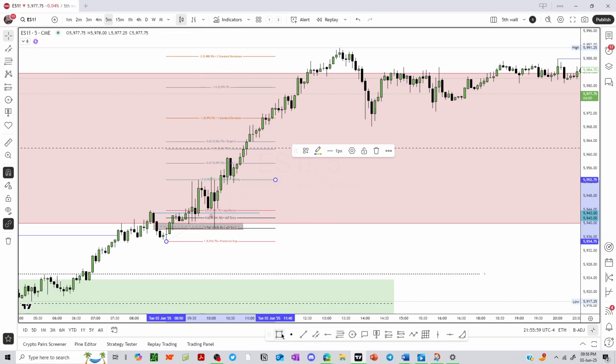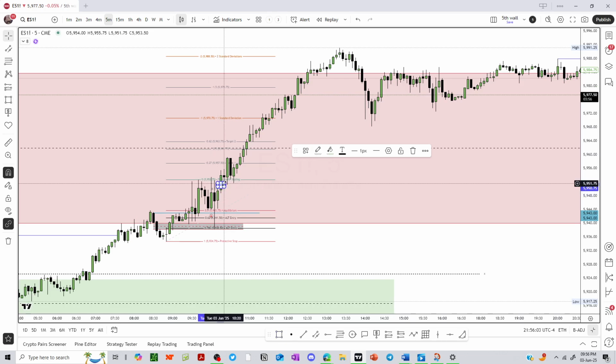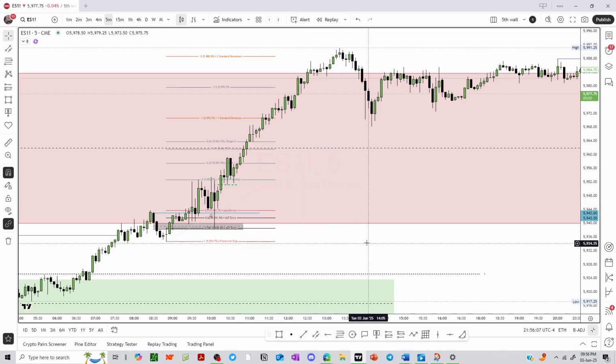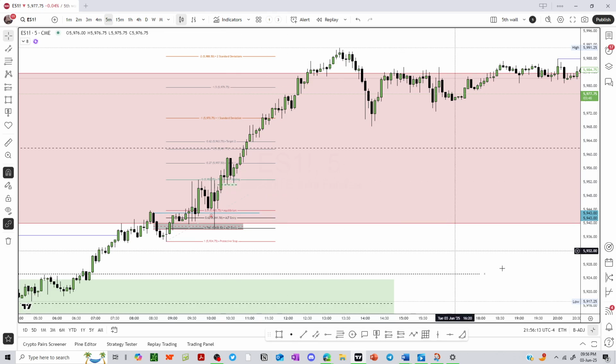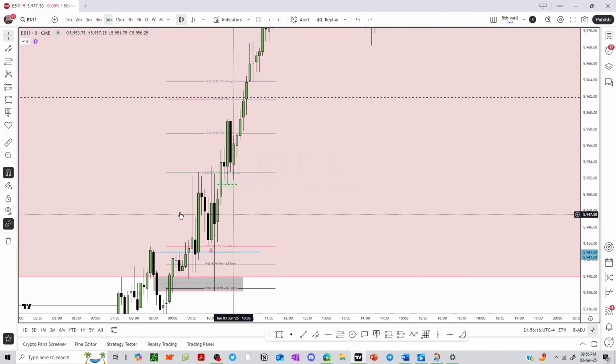Right. So I recently heard ICT say that on institutional order flow, where he said these levels that you choose only work if there's a fair value gap there. That's what he said. So that's the reason why I pointed this out. Fair value gap is just below that. Not sure. Want to see what that high looks like.